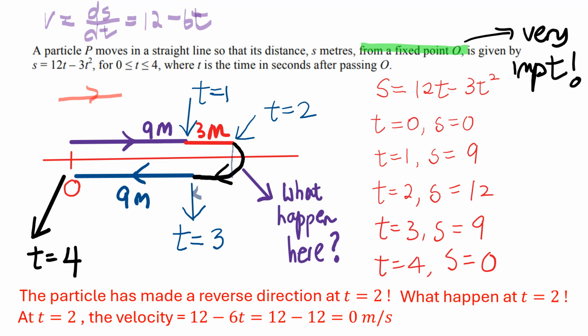From here to here will be 3 meters. That's how we get 9 plus 3 plus 3, the total distance when t is 3, and 9 plus 3 plus 3 plus 9, the total distance traveled when t equals 4.